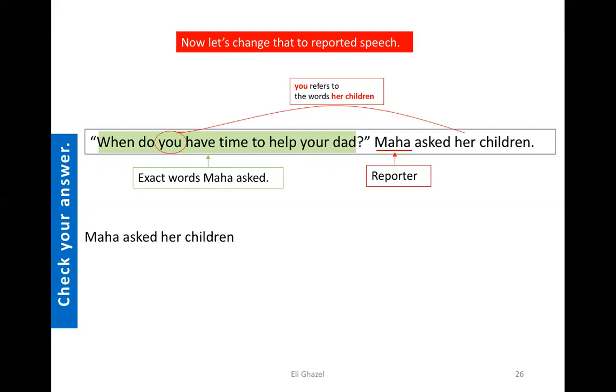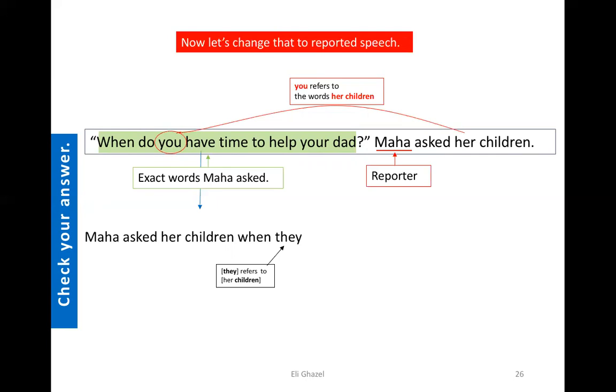Let's change it. Maha asked her children, obviously automatically question word. We drop the do, does, and did. Now do have is present. So we drop the do, but why did we change the you to they? Because now they is referring to children. You is directly to the person we're talking to. But when we're talking about them, we have to use references like he, she, they, etc.